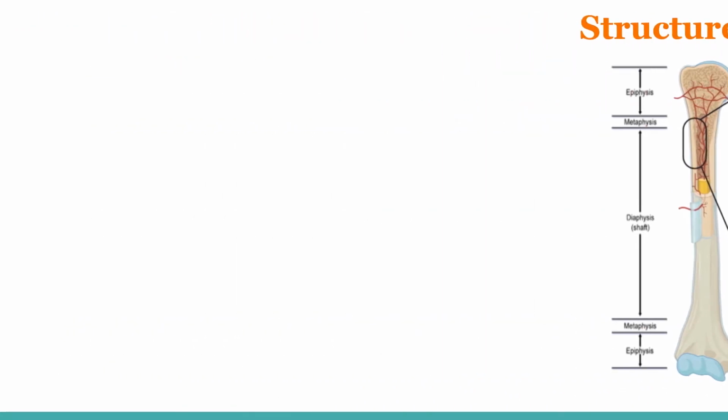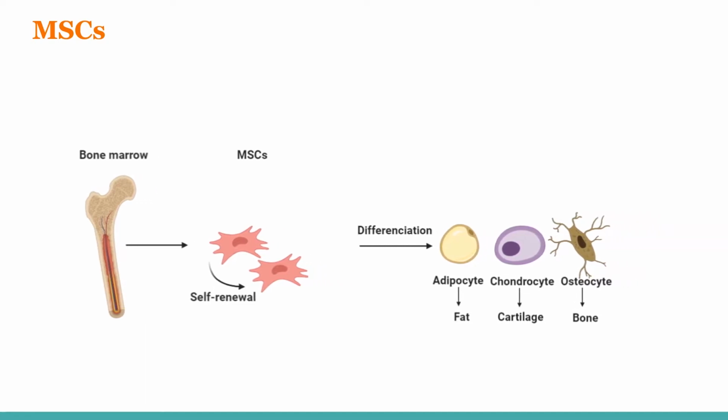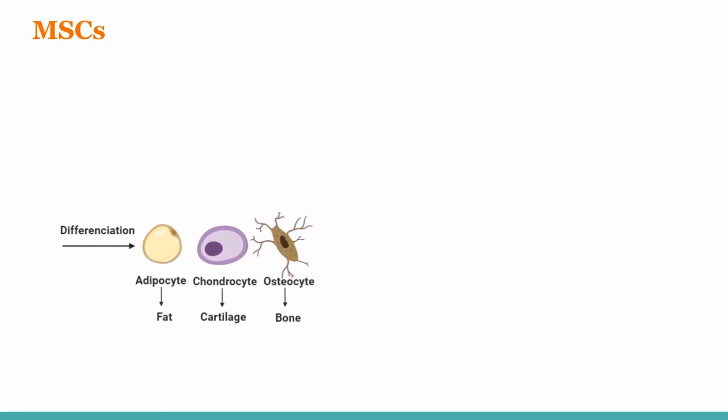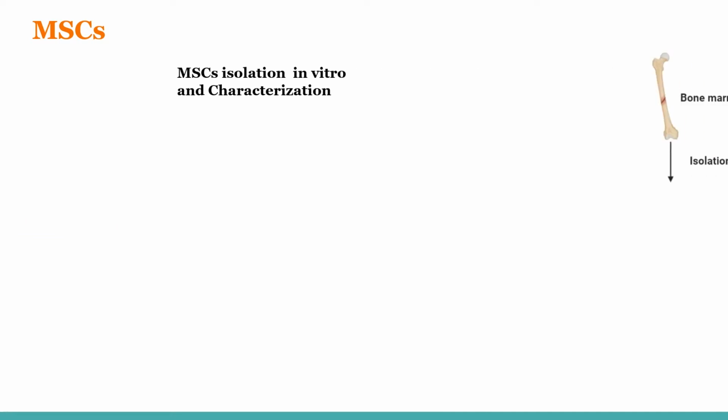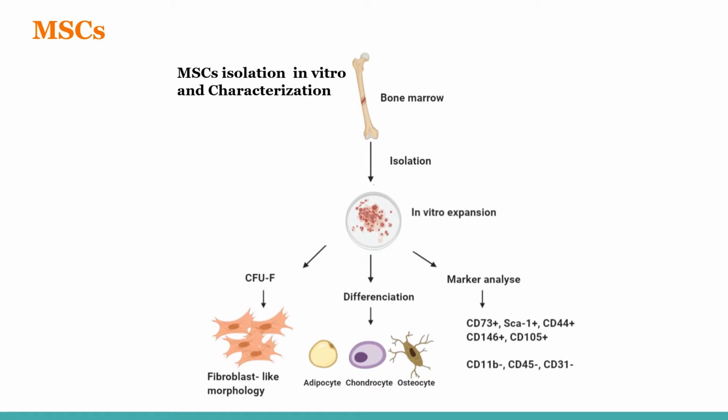The MSC isolated from bone marrow are colony-forming fibroblastic cells, which have stem cell renewal capacity and differentiation potential. They can differentiate into various mesenchymal cells like osteocytes, adipocytes, and chondrocytes. The MSC from bone marrow can be isolated and expanded in vitro, and there are three ways to characterize the MSCs. We can perform CFU-Fs in bone marrow culture.